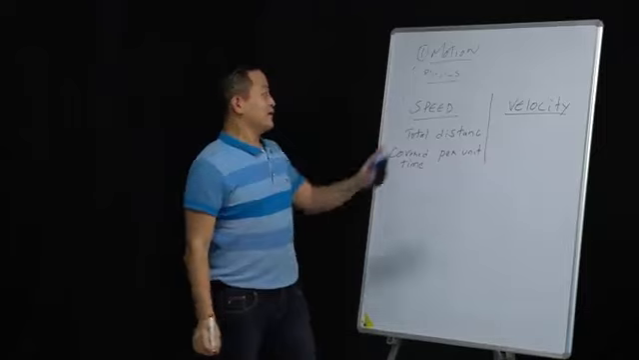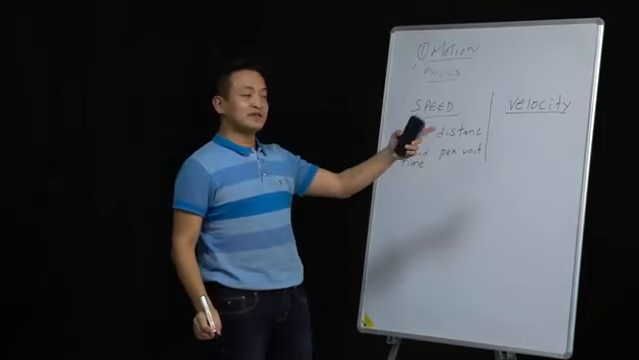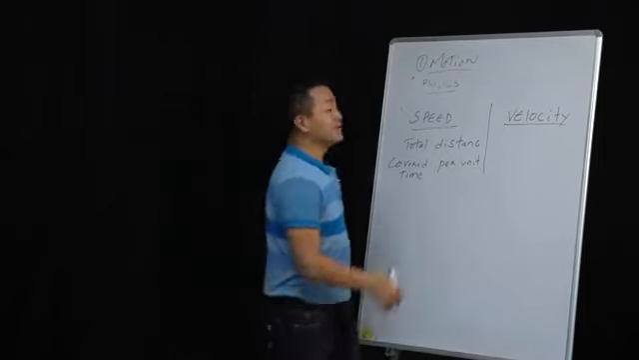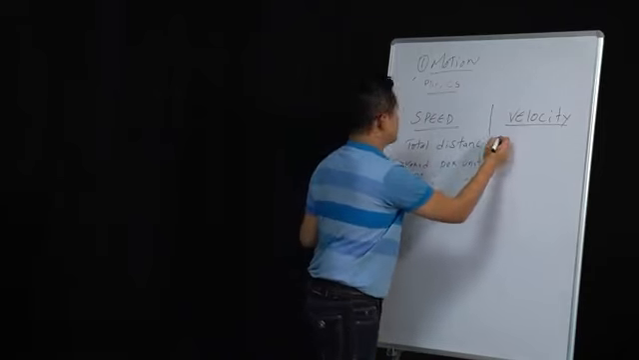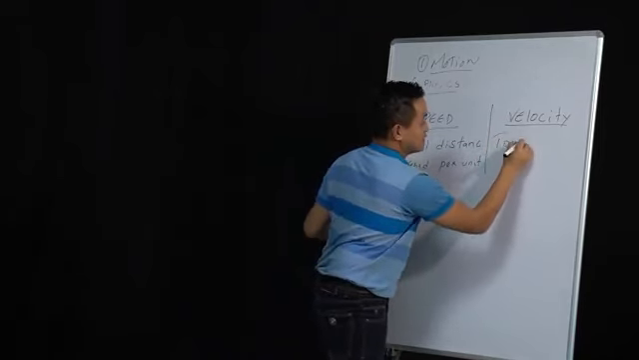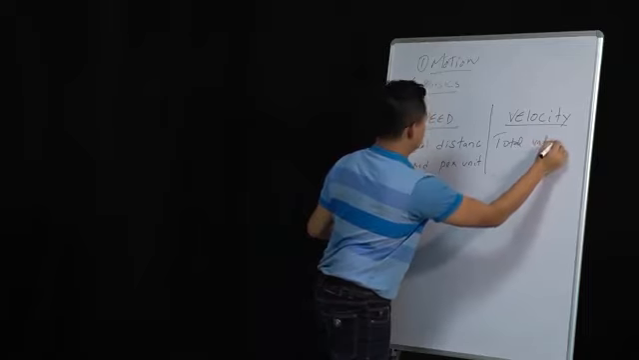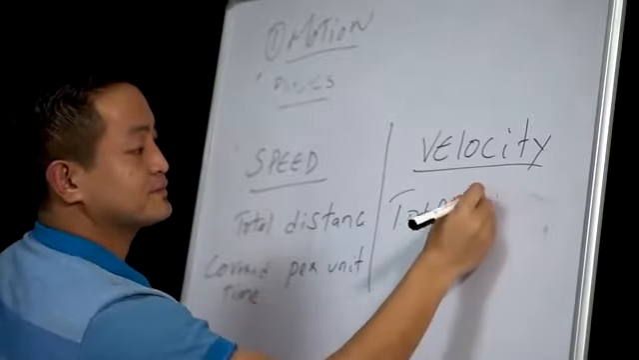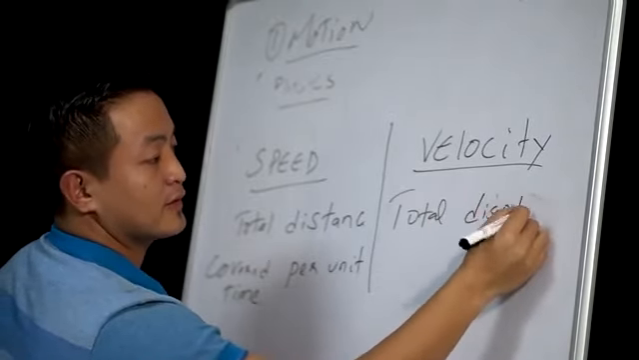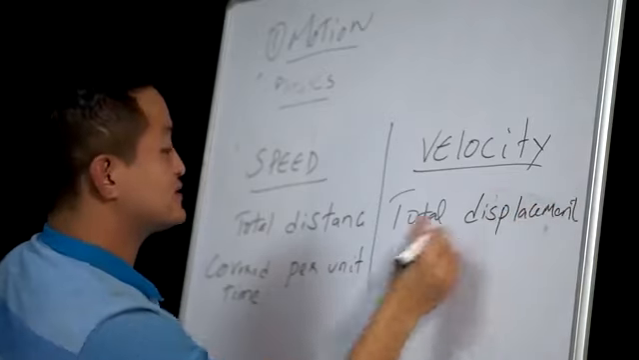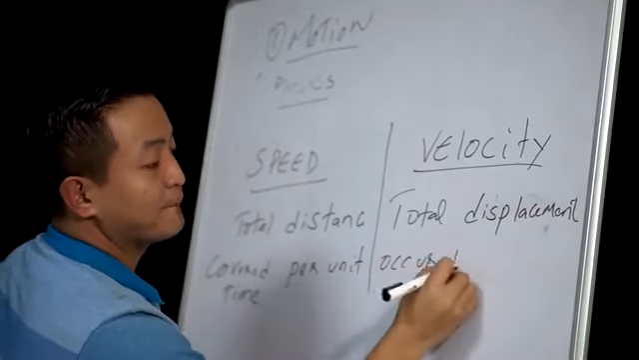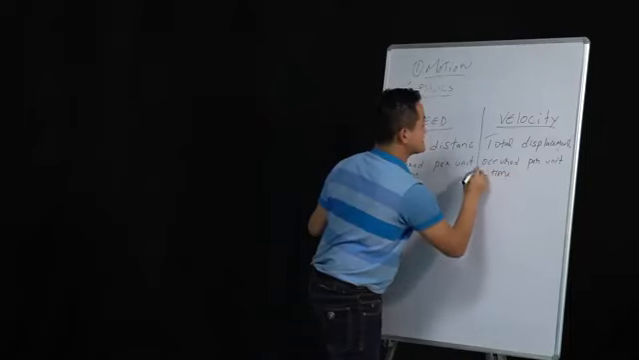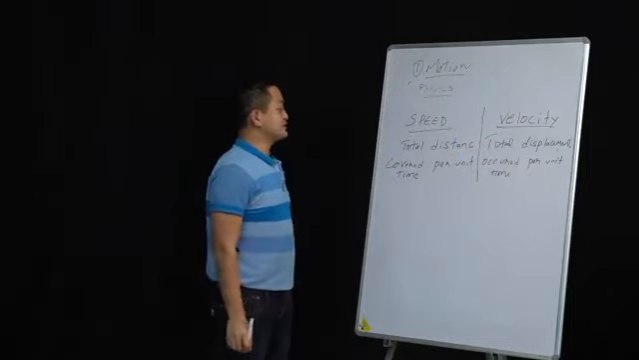Clear? And velocity is to do with displacement. That means if I say displacement, it is to do with direction. Clear? And magnitude as well. So velocity is the total displacement occurred per unit time. So this is the difference between them. One is to do with distance and one is to do with displacement.